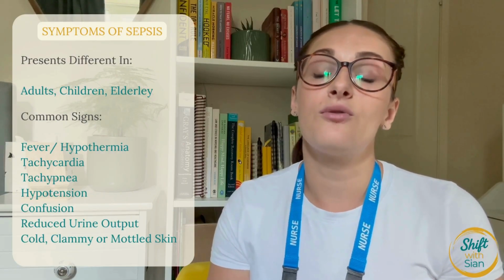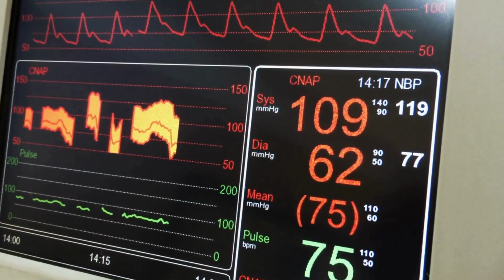The symptoms of sepsis. So symptoms present differently in adults, children and the elderly, but there are some common signs and these include fever or hypothermia, so the extremes of temperatures, tachycardia, so fast heart rate, tachypnea, which is your increased respiratory rate, hypotension, which is a low blood pressure, confused or altered state of mind, a reduced urine output and a cold, clammy or mottled skin. And this is due to the reduction in blood pressure and the oxygen getting to those peripheral limbs.